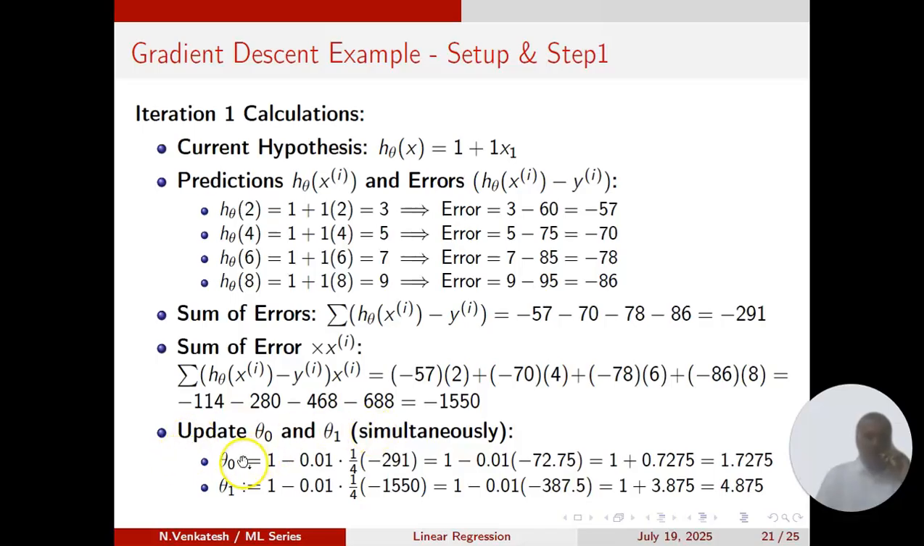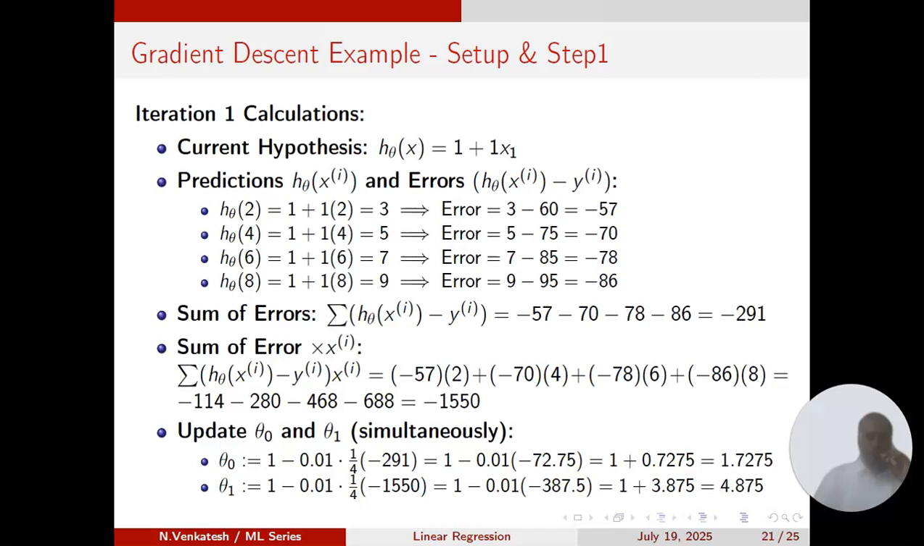We can update the theta naught value. Theta naught is the previous theta naught minus alpha into 1 by m into the total error. The total error that we just calculated is minus 291. From that we get 1.7275, and theta 1 similarly we get 4.875. This is after one iteration. These are the theta naught, theta 1 values.